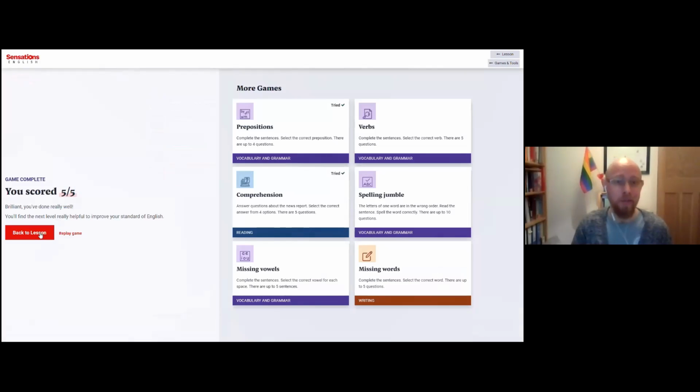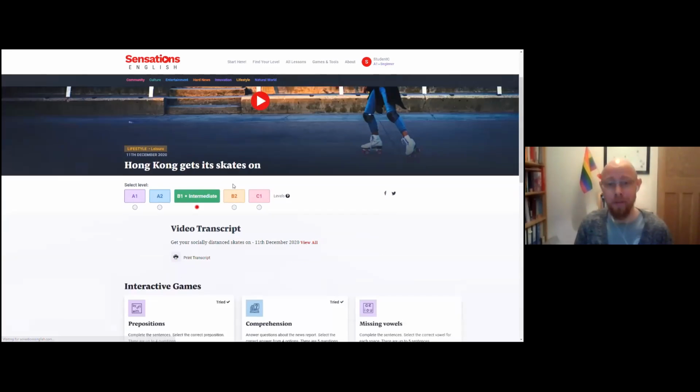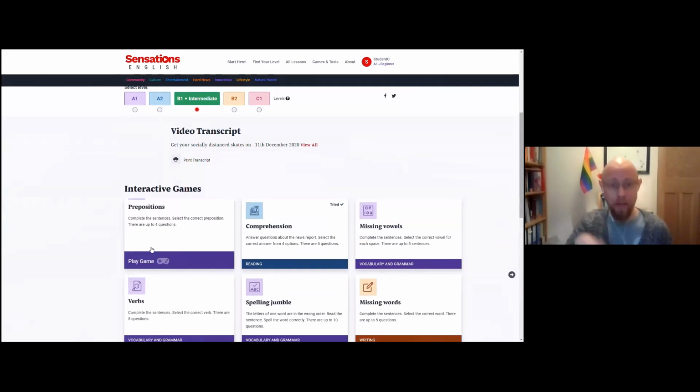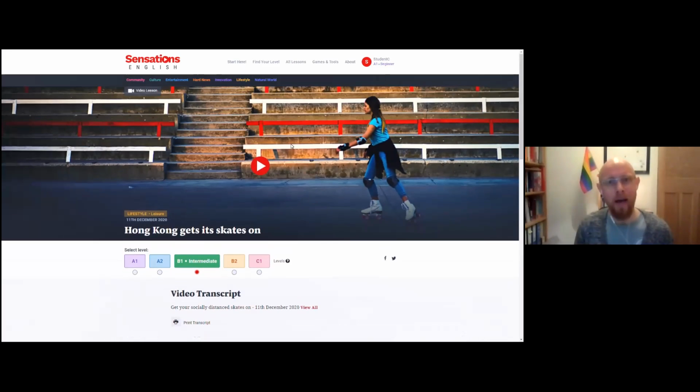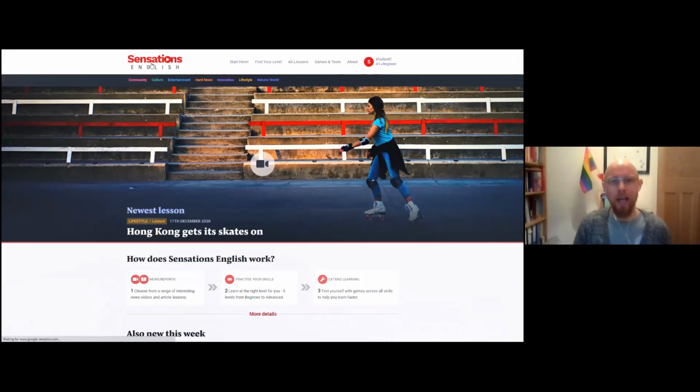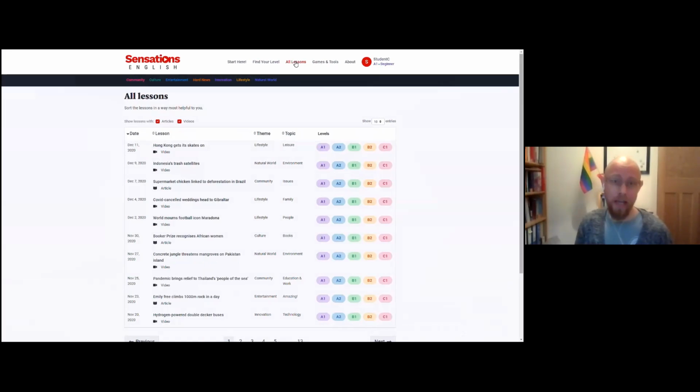We get our scores. I scored 5 out of 5, and you can see the more games that are available there as well. And underneath the text as well, they're here too. So thinking about that was a video, I'm now going to go back to the main page and just show you an article text as well, and you can search for them in all lessons, or you can go to the theme tabs.